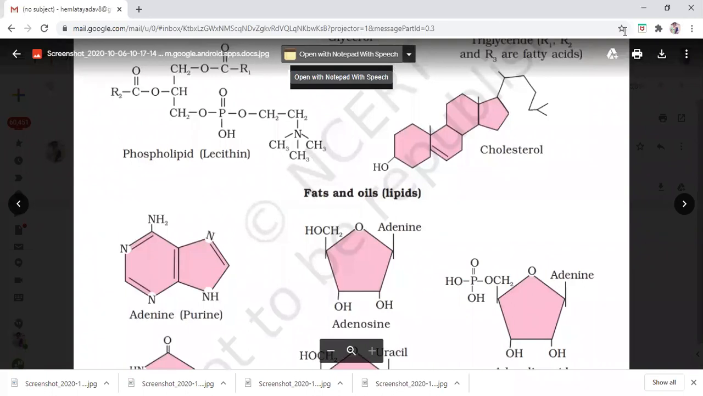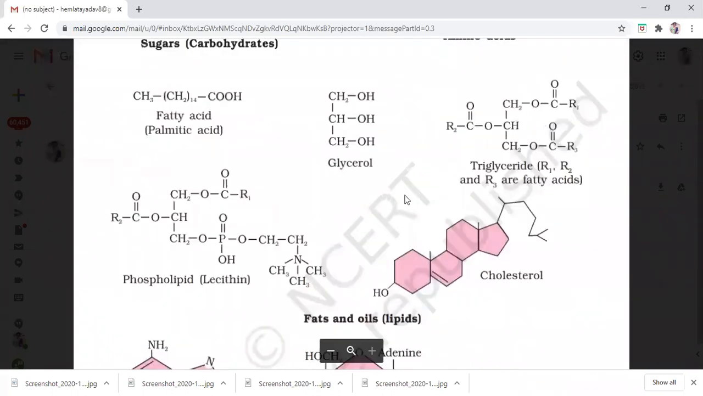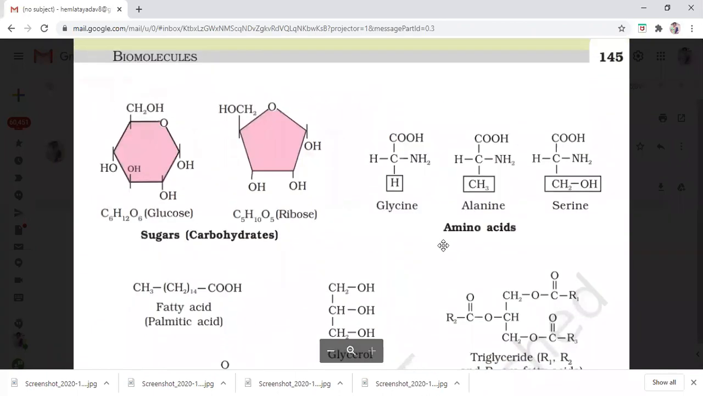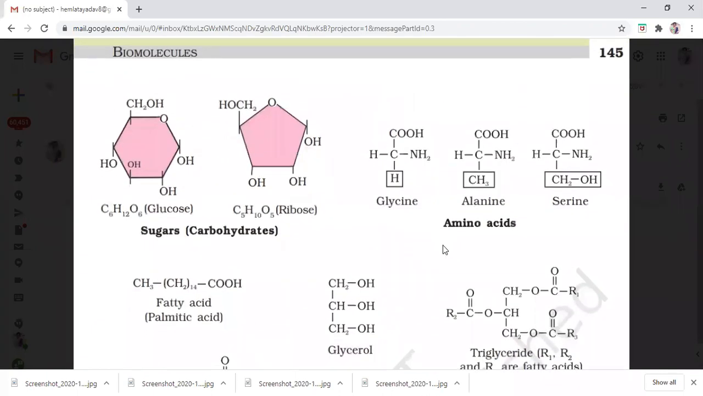So this is the diagram of the biomolecules as it is given over here. This is the image of the biomolecules. And this is chapter 9, class 11th biology.